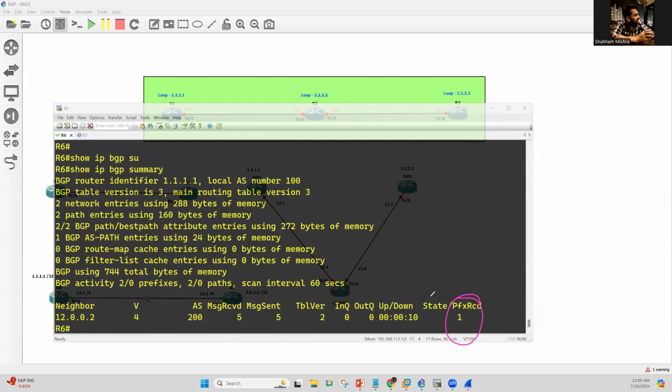Now, what is this? Prefix received. It means we received one prefix from my neighbor, that is 12.2. Why? If you remember, I already ran the network command on R1 and now on R2. We already configured the network command. So what is the use of the network command? With the help of the network command, we are advertising the network in BGP. Yes or no? Yes.